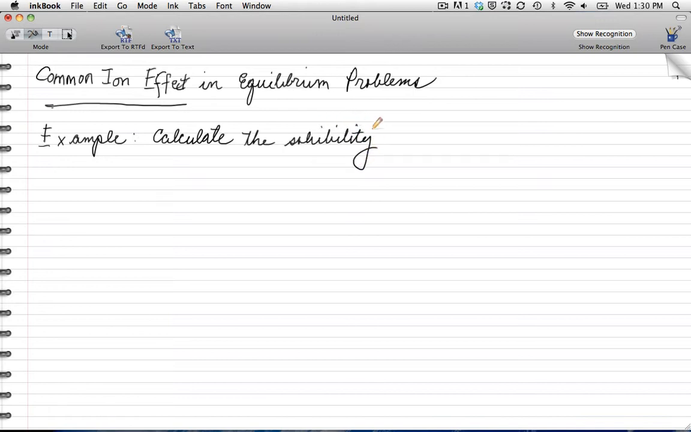Okay, so we're going to calculate the molar solubility of this insoluble compound, which happens to be calcium fluoride, when it's in a solution of sodium fluoride. So I'm copying this problem out of the book.